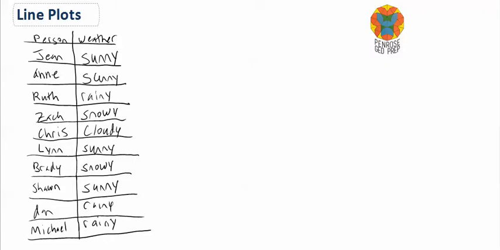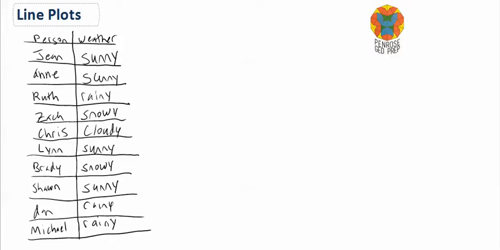In the last video on line plots, we looked at a table from a poll of pets owned in a neighborhood and turned that information into a line plot, and we were able to see which pet was the most frequently owned pet in the neighborhood and which was the least frequently owned pet. Now we are going to look at a little bit more complicated example of a line plot.